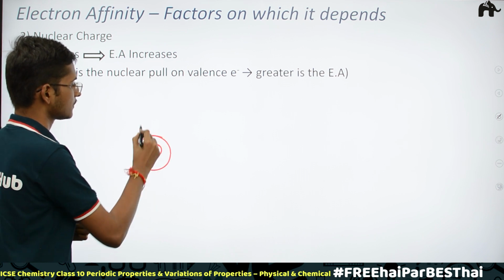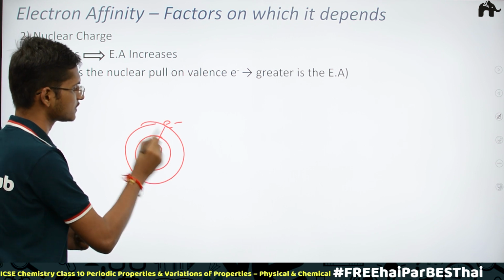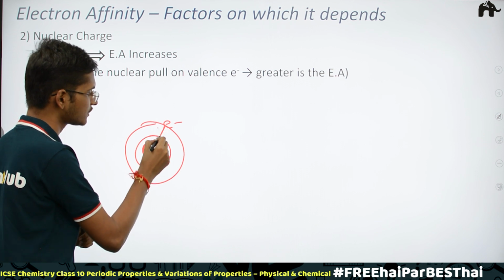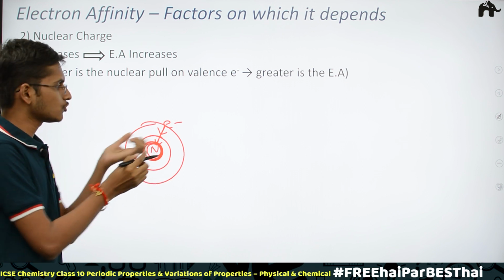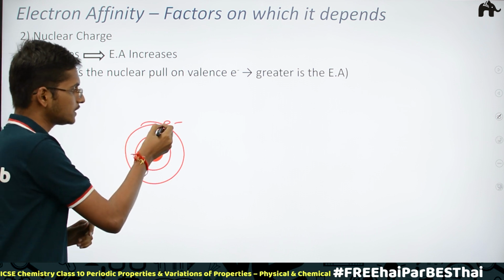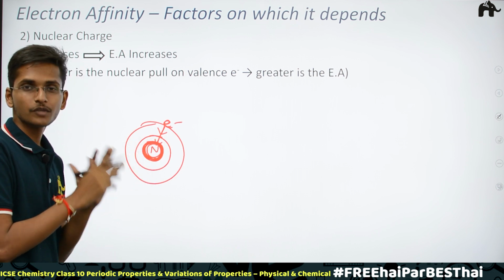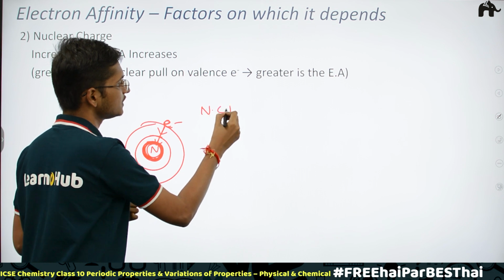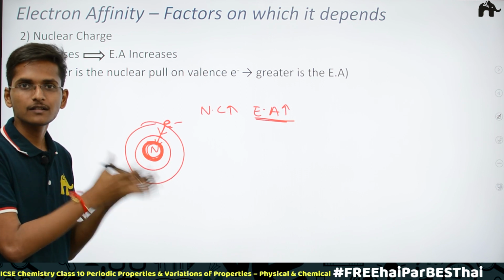Outermost electron, outermost shell, and this is the nucleus. This electron is experiencing some nuclear pull, but when we are increasing the nuclear charge, we all know that the nuclear pull experienced by this electron would be more. So can I say that after the increase of the nuclear charge, this electron is experiencing more affinity from the nucleus? So if it is experiencing more affinity when the nuclear charge is increasing, I can say that electron affinity is also increasing, simply.